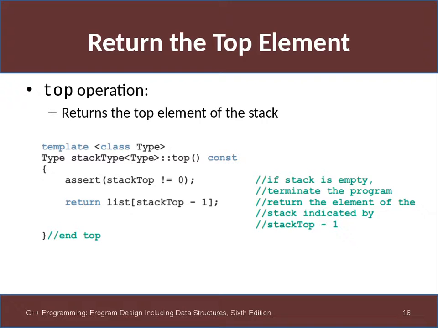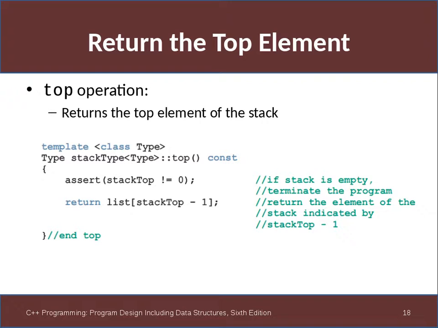Here's a top operation. They assert that the stack top's not equal to 0. Why would they do that? Actually, read the comment on the side. It'll terminate the program if the stack is empty. It's kind of mean, but all right. Return the element of the stack indicated by stack top minus 1 to get the actual top element.